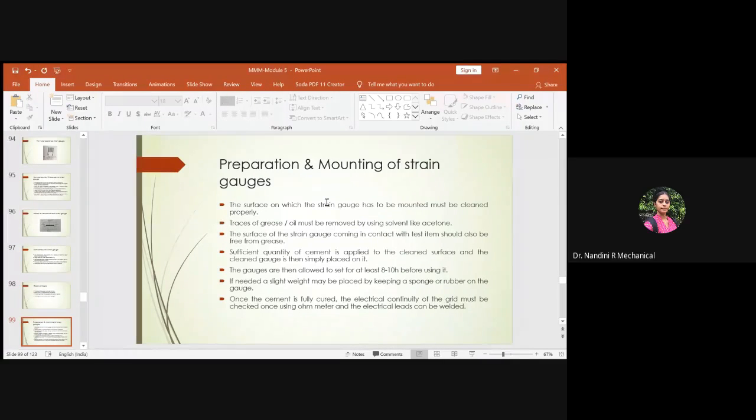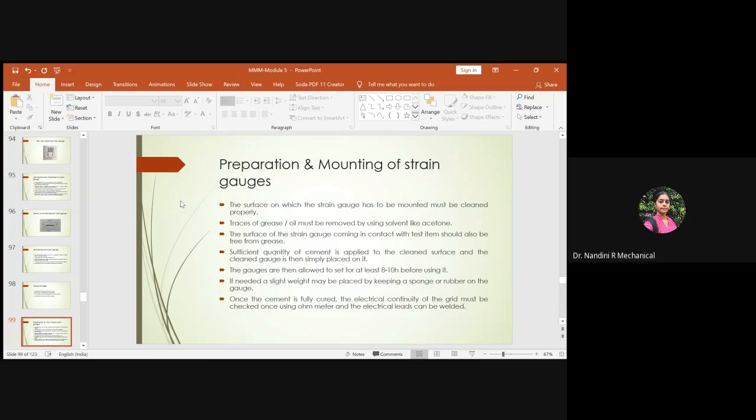After knowing the concept of semiconductor strain gauges, you should understand how the preparation and mounting of a strain gauge actually takes place. So what are the steps to be followed? We have a few steps. One has to follow them strictly and abide by the rules and regulations of the procedure so that you get a good packaged strain gauge device.